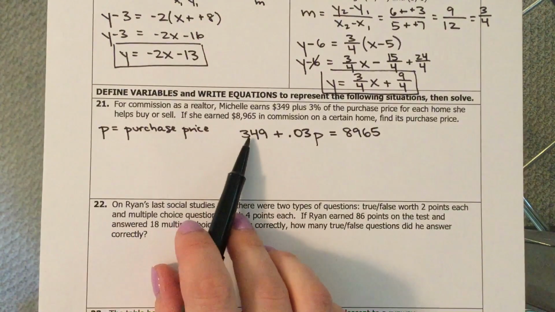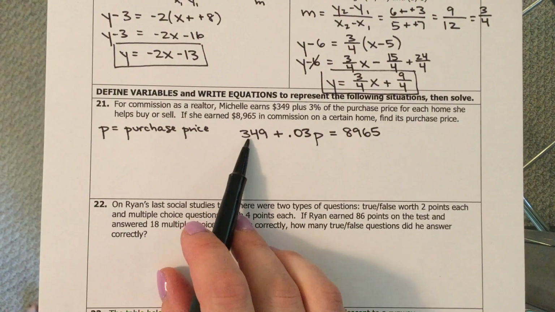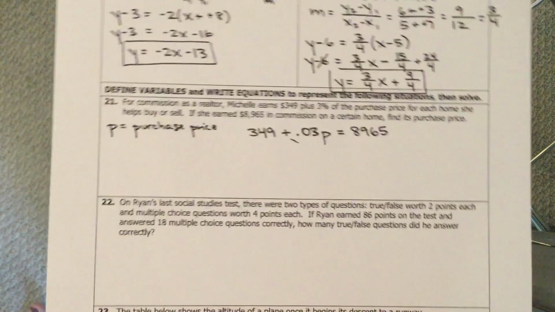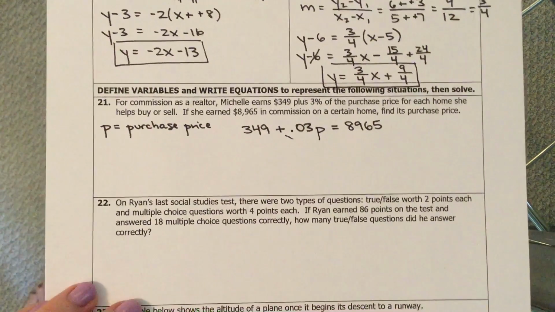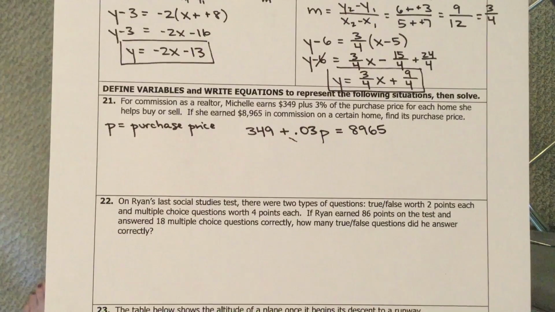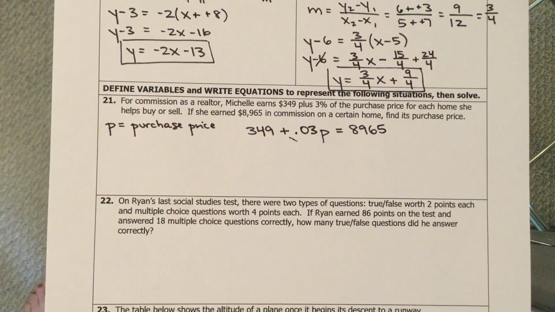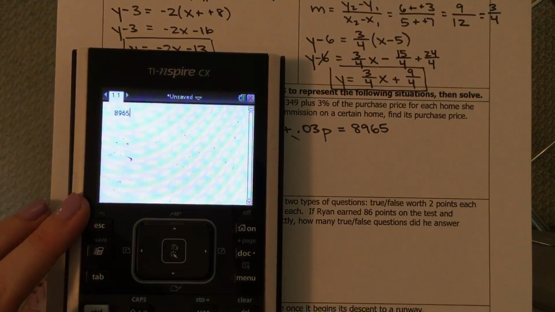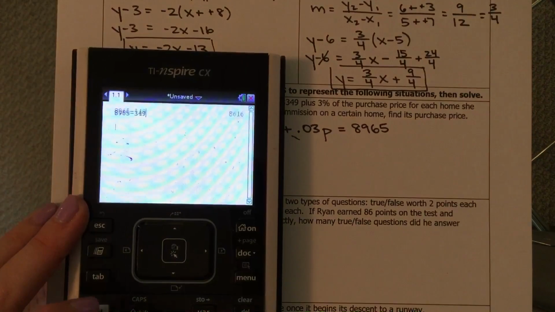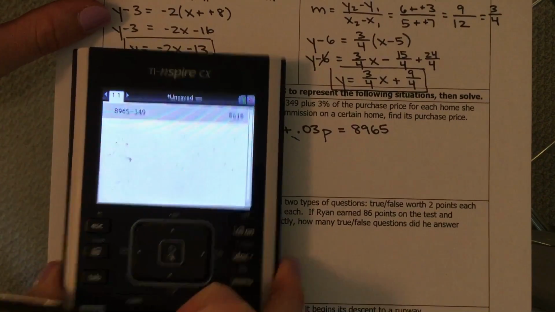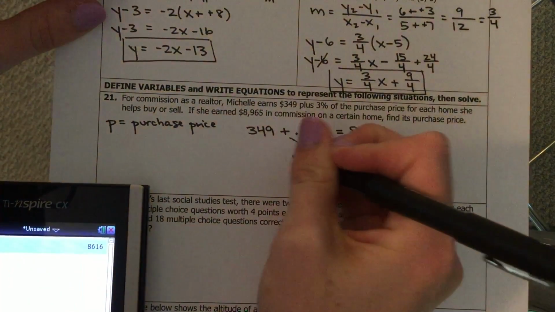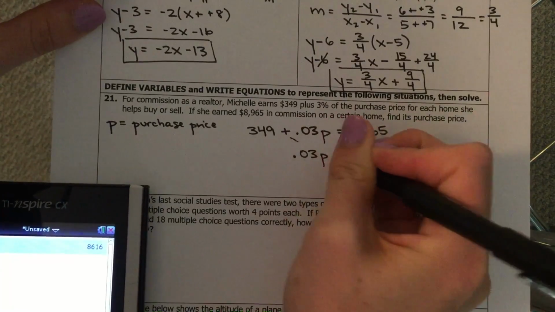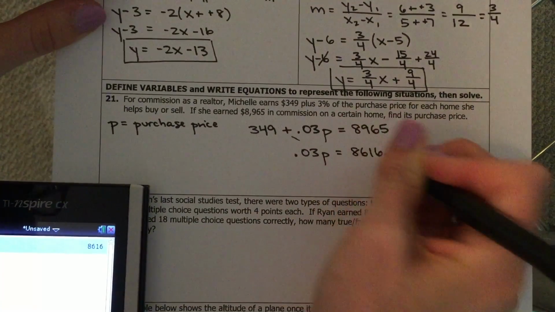Okay, so this is kind of like the y-intercept, like the part she gets no matter what, and then this is how much she earns based on the purchase price. So we're going to subtract $349 from both sides. And these are some big values, so I'm going to show you my calculator screen. So subtracting $349, we have $8,965 minus $349. So we get $8,616. So that's how much of it must have been based off of the purchase price.